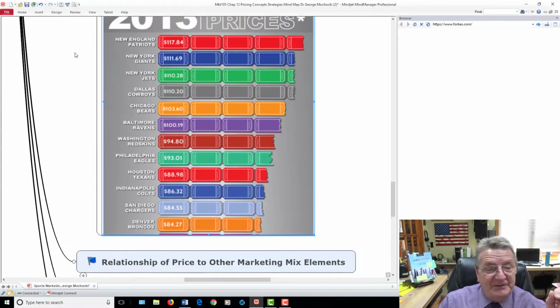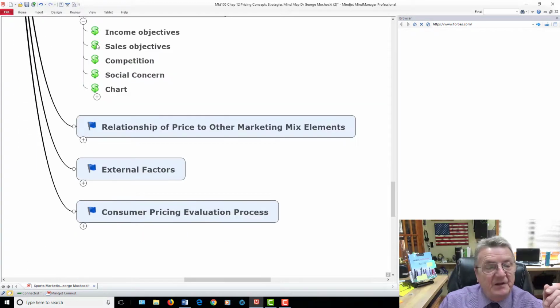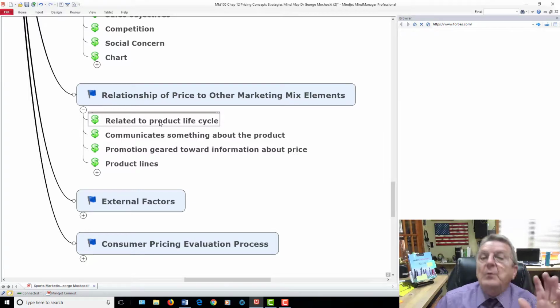All right, so let's go on to the next. I'll close this off, this nice chart. I'll have that next time. Okay, now the relationship of price to the other marketing mix elements. Remember we talked about how the marketing mix creates a product lifestyle. We talked about the product, the product lifestyle.